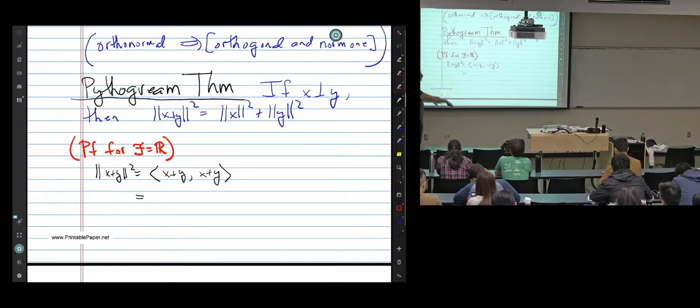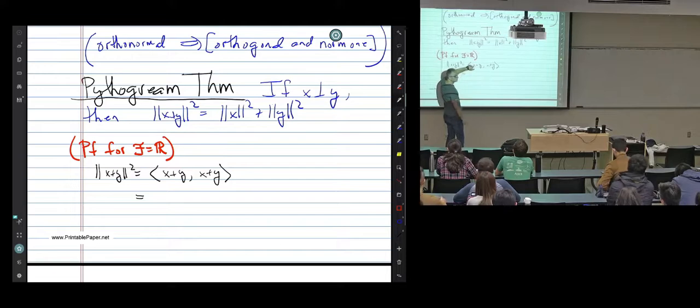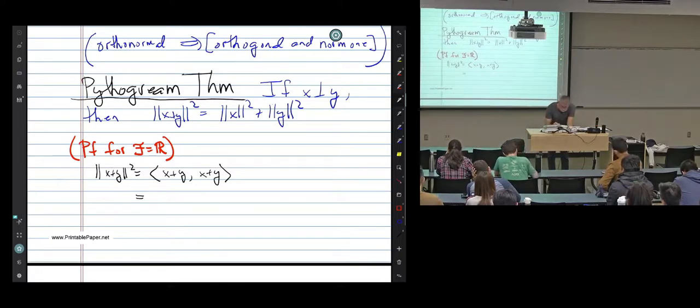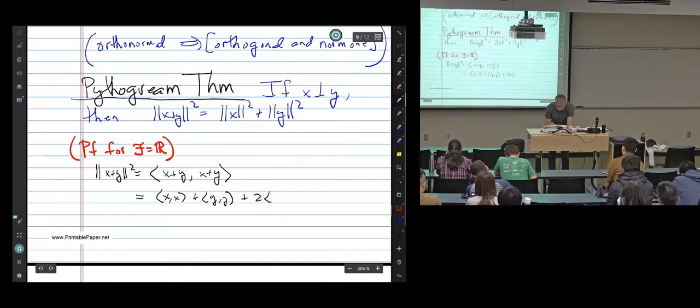Okay, so these types of expansions, we want to start doing them quickly. So what we see, we have X inner product with X. We have Y inner product with Y. But then we get X with Y and Y with X. But both of those are 0. Okay? Equals inner product X with X, inner product Y with Y, plus 2 times inner product X with Y, but that's 0 because X is orthogonal to Y.